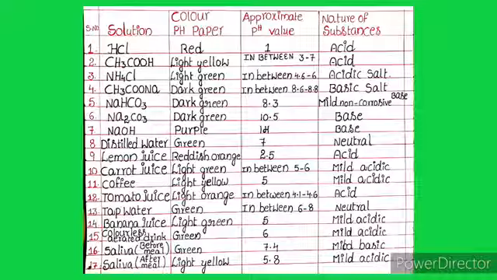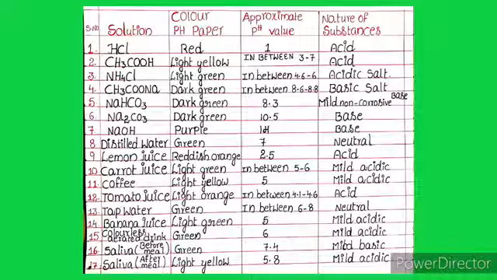When we dip the pH paper in hydrochloric acid solution, the paper turns red, which means approximately the pH value of the HCl is 1. The pH value of the HCl is less than 7. So, the nature of the substance is acidic.